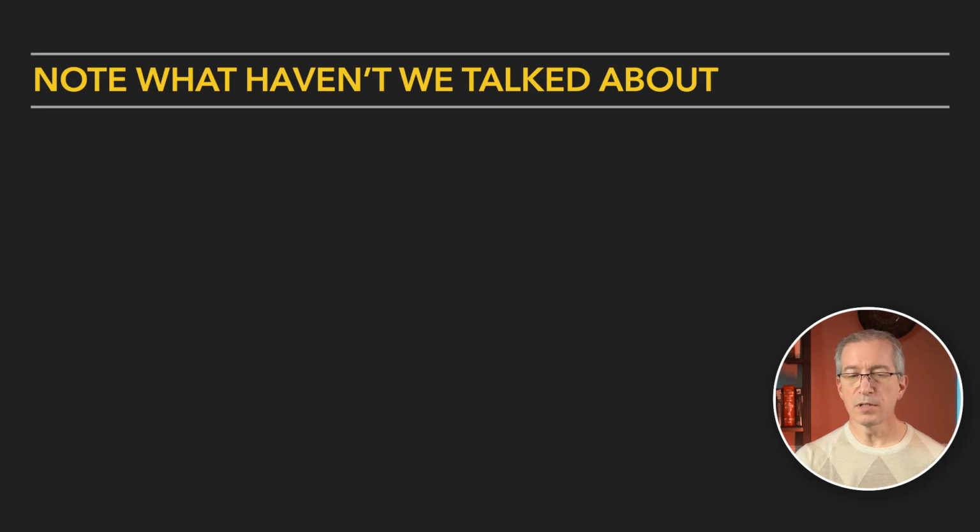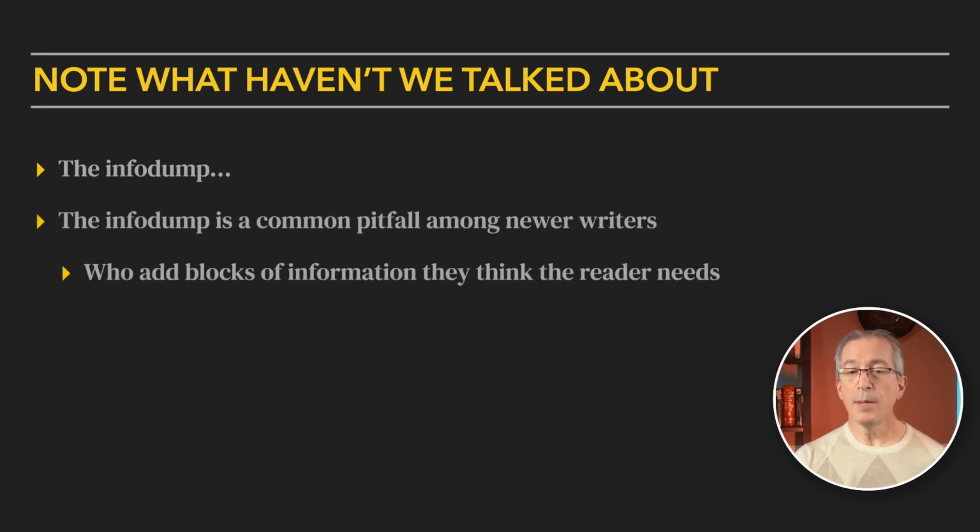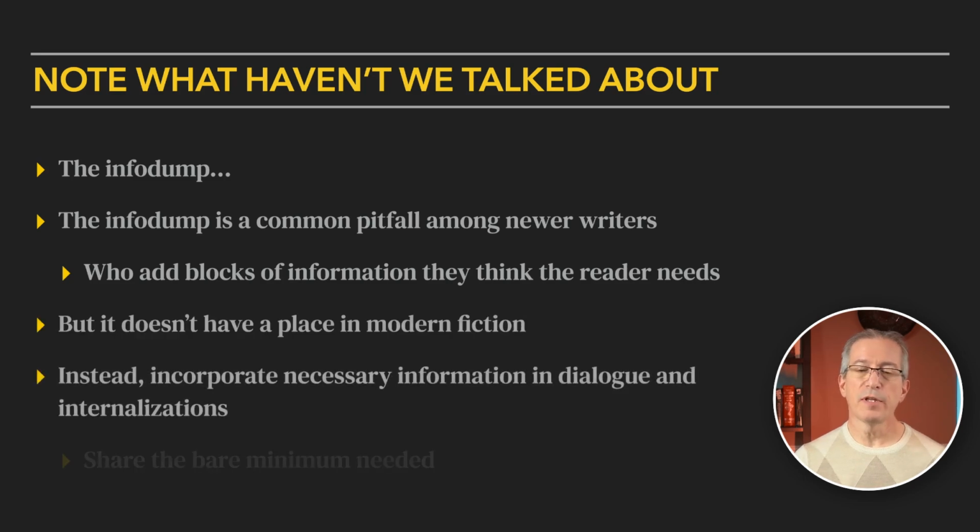Also note what we haven't talked about, the info dump. The info dump is a common pitfall among newer writers who add blocks of information they think the reader needs. But info dumps don't have a place in modern fiction. Instead, incorporate necessary information in dialogue between characters as they're having their back and forth, and internalizations. Now, I say this knowing that some authors will have huge info dumps. And I haven't read his books, but I've heard from other people that Neal Stephenson goes into a lot of detail on some elements, and I think he does it really well. And so you can look at them for examples of what might work.